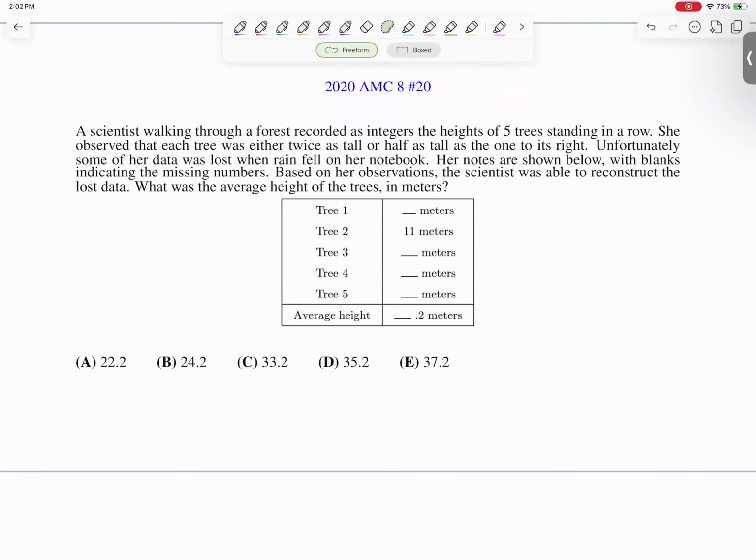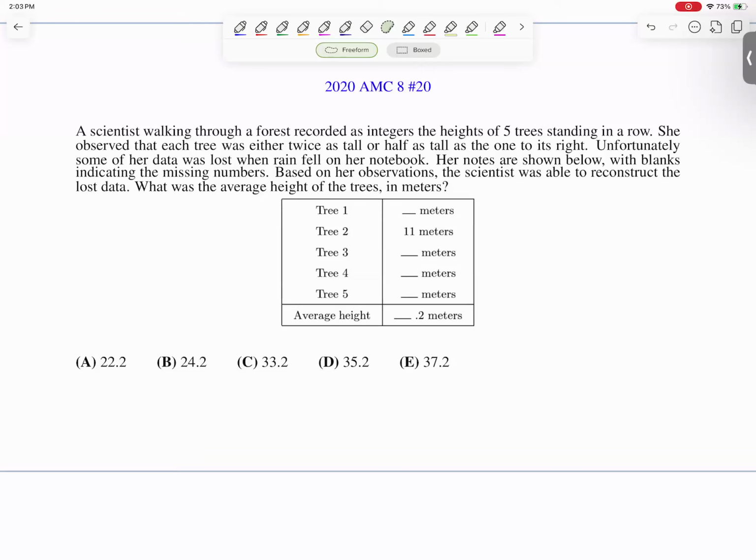A scientist walking through a forest recorded as integers the height of 5 trees standing in a row. She observed that each tree was either twice as tall or half as tall as the one to its right. Unfortunately, some of her data was lost when rain fell on her notebook. Her notes are shown below with blanks indicating the missing numbers based on her observations.